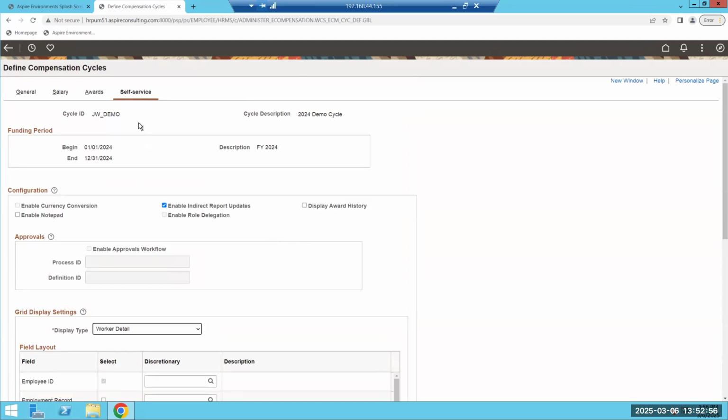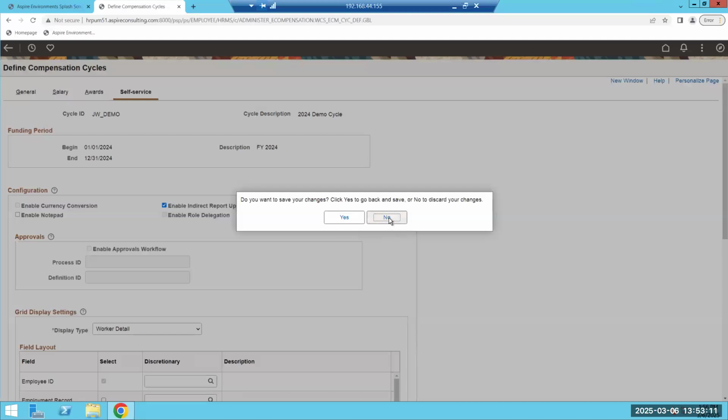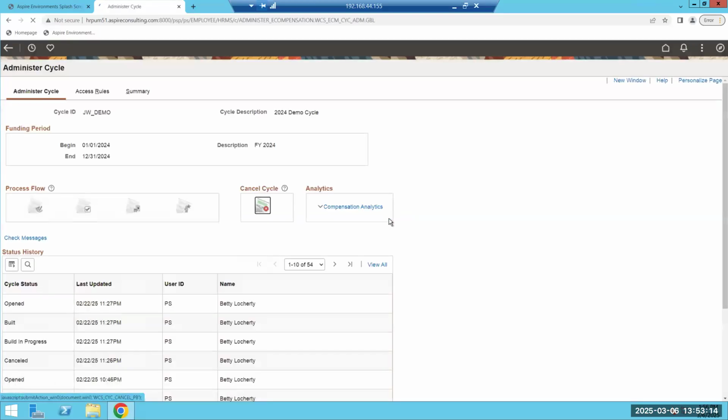We're running a little short on time here. We're going to take a quick look at administering a cycle, and then we're going to open it up for questions. So administering the cycle is where the comp admin, once they've defined the cycle, would be able to control what state the cycle is in. So we see this process flow here.